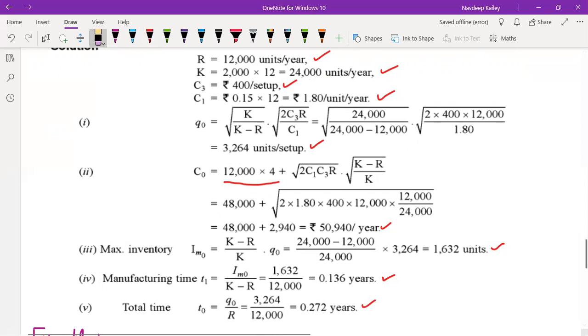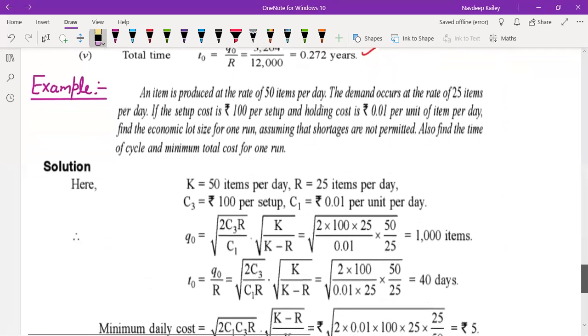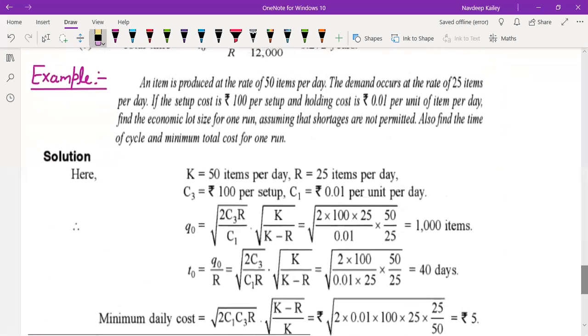The next example is: an item is produced at the rate of 50 items per day. The demand occurs at the rate of 25 items per day. If the setup cost is rupees 100 per setup and the holding cost is rupees 0.01 per unit of item per day, find the economic load size for one run. Assuming that shortages are not permitted, also find the time of cycle and minimum total cost for one run.